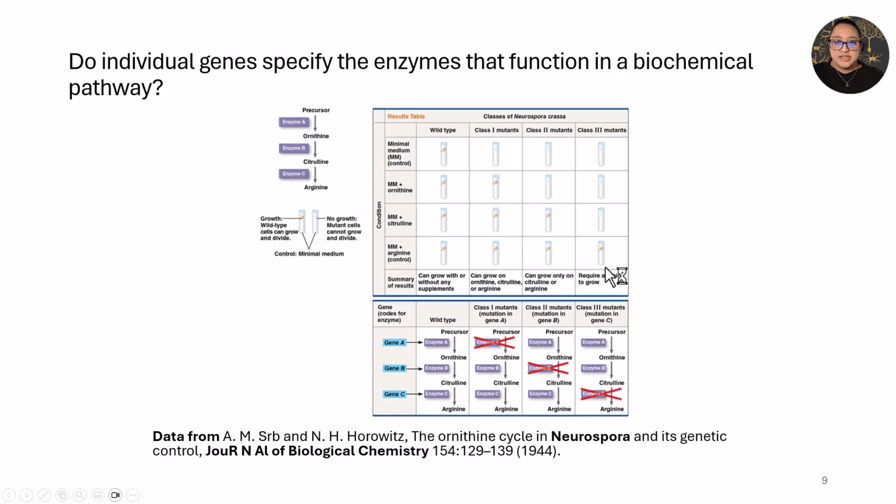So then they identified the different enzymes. This class wasn't making enzyme A on its own. So if you provided the ornithine, then it was able to do the rest because the rest of the enzymes in that pathway were fine. And then same for this one. It turned out it was enzyme B that wasn't working right. So if you provided this intermediate, skipping that step, then it could do the next step, and so on.